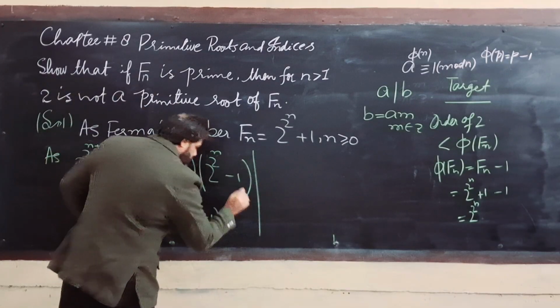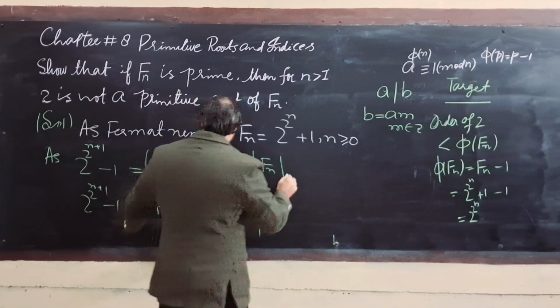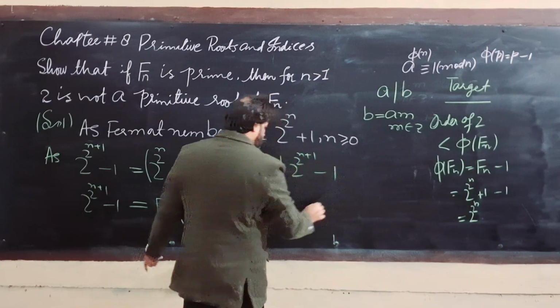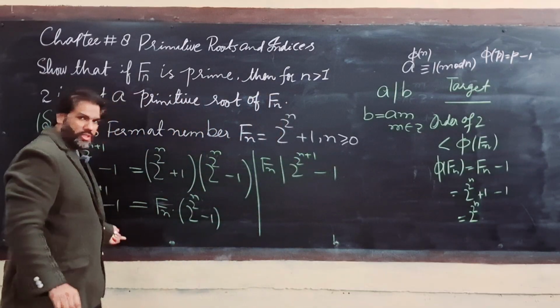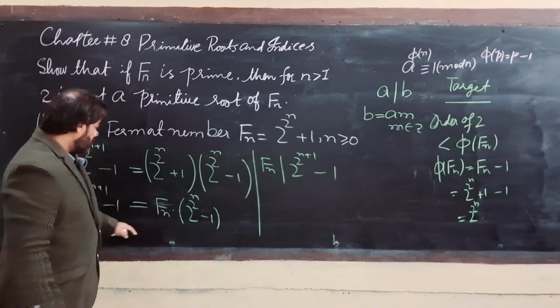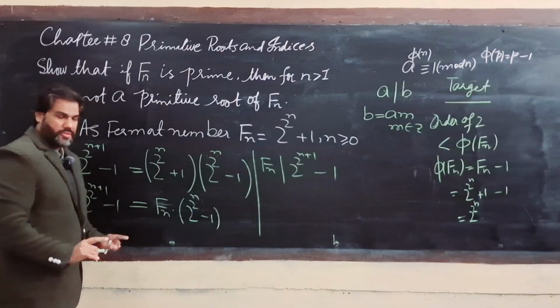So I can write that Fn divides 2 raised to power 2^(n+1) minus 1. Although the second number also is a divisor of this number, I am interested in the Fermat number Fn. So this shows that this number is divisible by this number, this product. Okay.